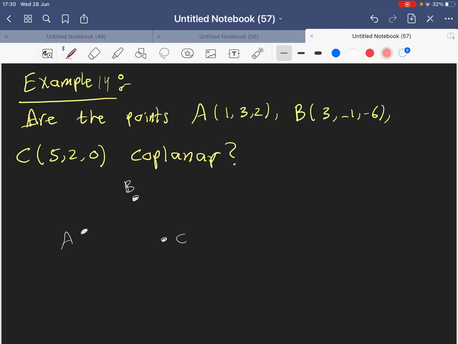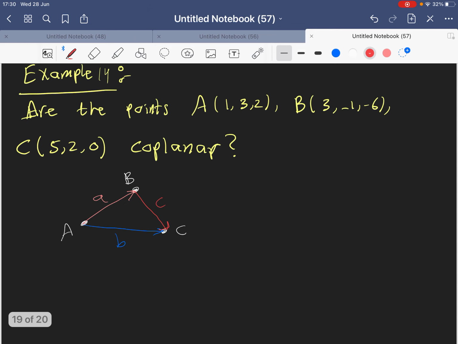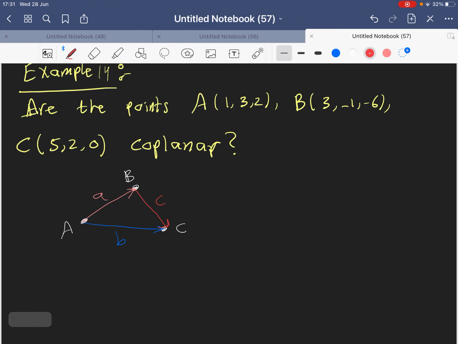I will assume this is my vector A. This is my vector B. And finally, maybe with a different color, this is my vector C. So I have 3 vectors, I need to find them, and then I apply the formula for the parallelepiped. If the answer is 0, it means those were on the same plane. If the answer is not 0, they are not. So let me first try to find them.